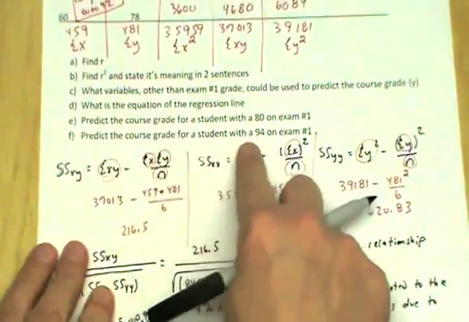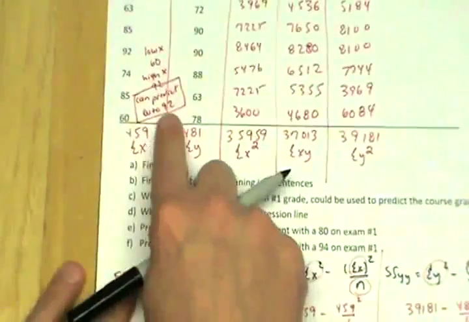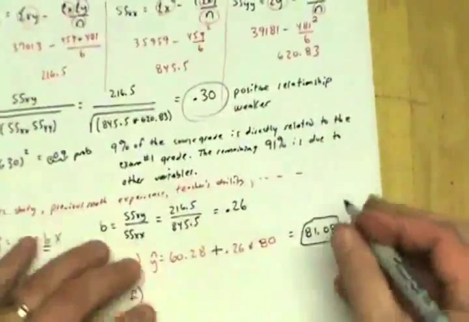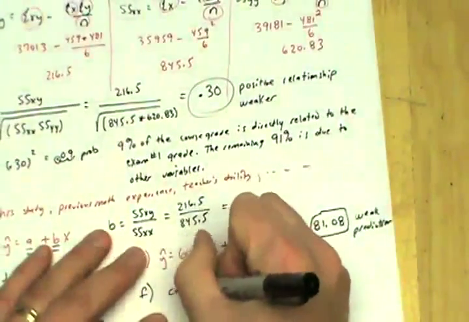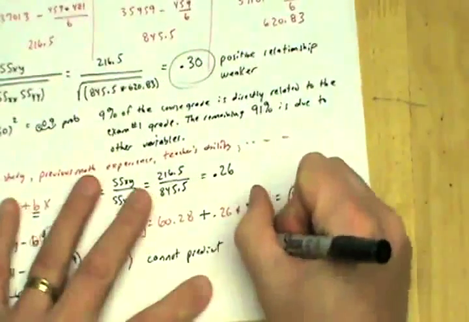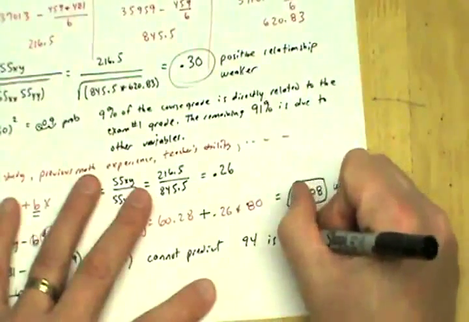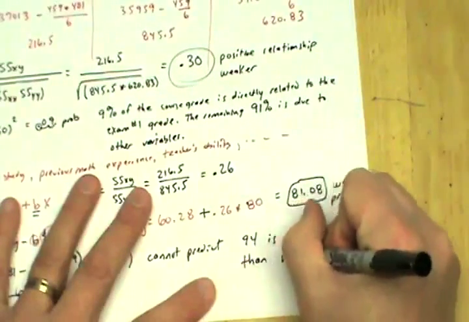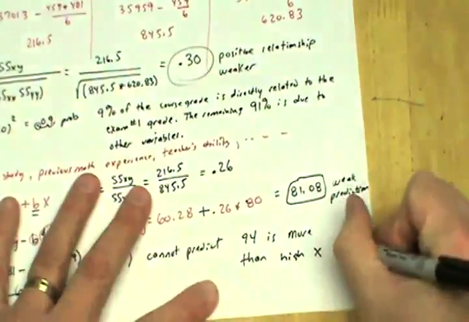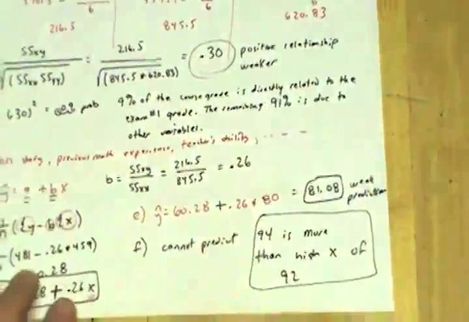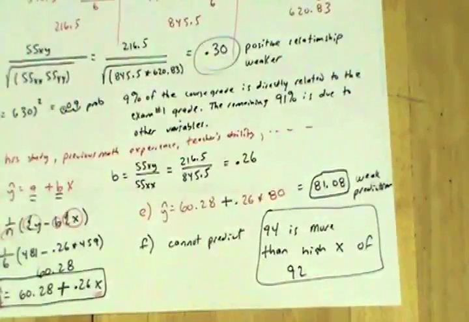Predict the course grade for a student with a 94. Well, that 94 is not within my low of 60 and high of 92. It's outside of that, so you're going to say I cannot predict. You don't have to write this, but 94 is more than the high X value of 92. That's the reason why you can't do it. You just simply can't make a prediction on that.